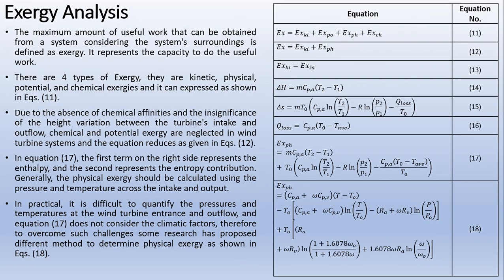Now, exergy analysis. Exergy analysis can be defined as the maximum amount of useful work that can be obtained from a system, and it represents the capacity to do useful work. There are 4 kinds of exergy. They are kinetic, physical, potential and the chemical exergy, and it can be expressed as in equation number 11.